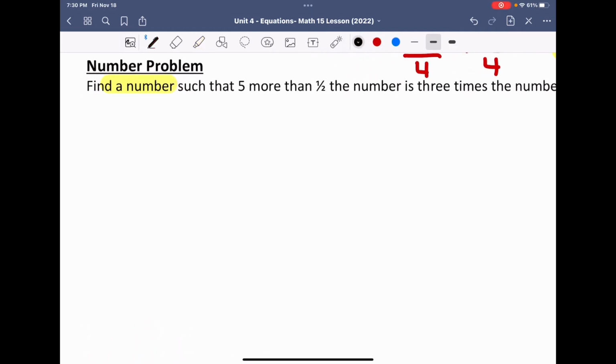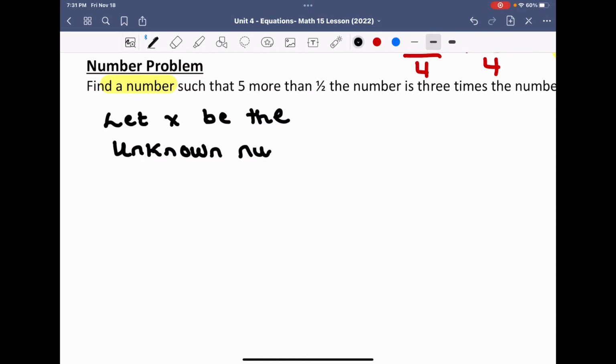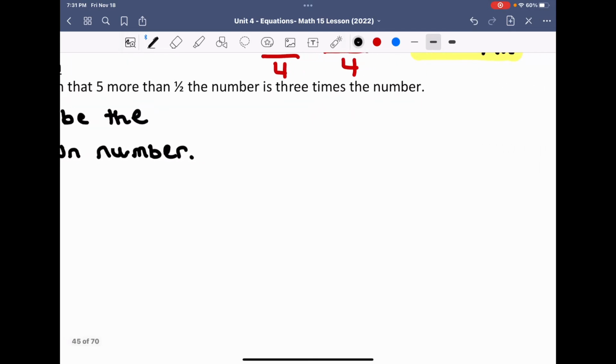We're going to assign the variable, let x be the unknown number. So now we have a variable for this unknown number. They say that the instructions should be that it's 5 more than 1/2 the number. This means what we need to do is say, okay, we have 1/2 times that missing number or the unknown number plus 5 is equal to 3 times that number, which is the unknown, or 3x.